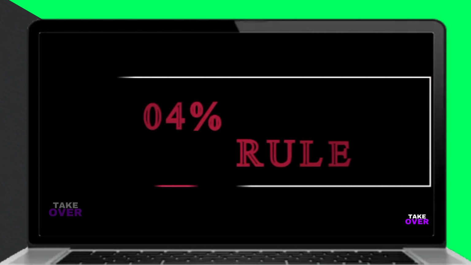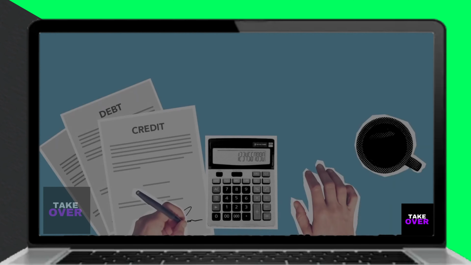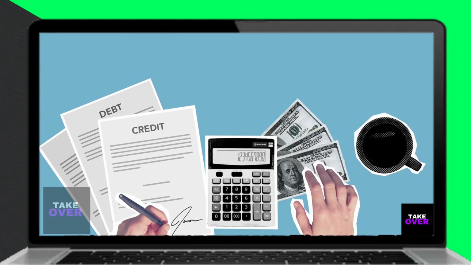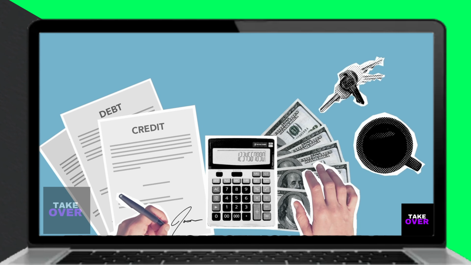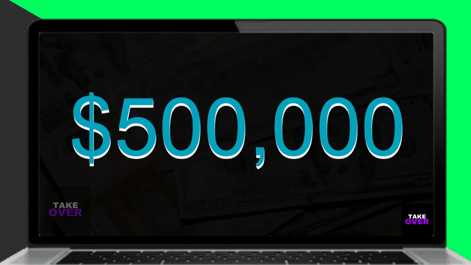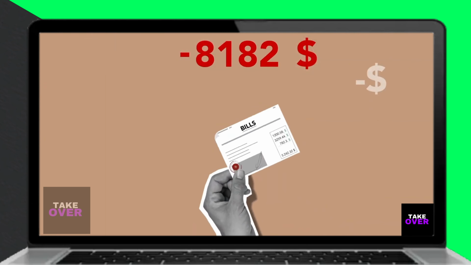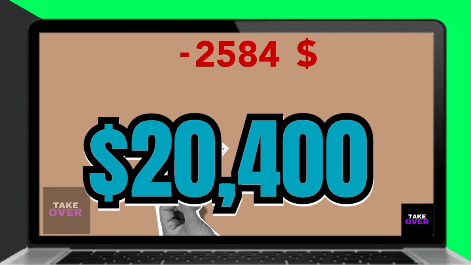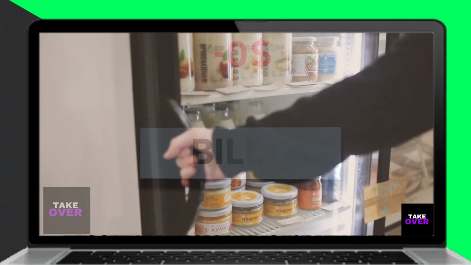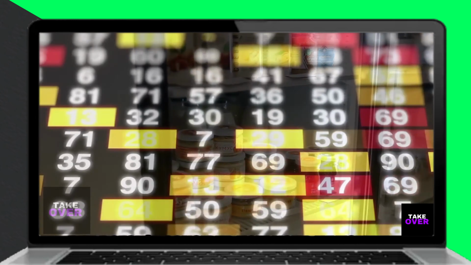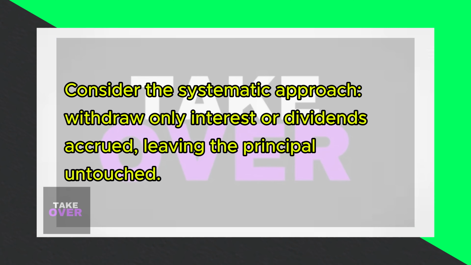Alternatively, you can use the 4% rule. This rule allows you to withdraw 4% of your IRA in the first year and adjust this percentage to keep up with inflation. For example, if you have $500,000 in your IRA and apply this rule, you'll withdraw $20,000 in the first year. If you adjust for inflation at 2%, you'll withdraw $20,400 the following year.